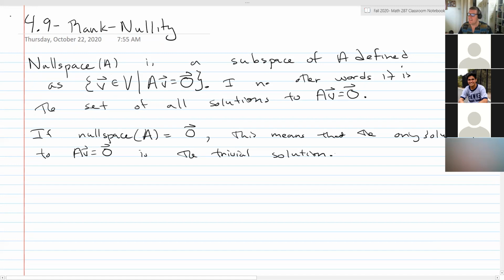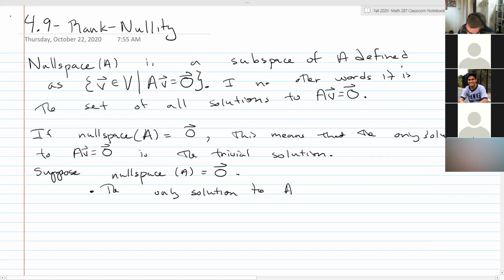On the other hand, if the null space isn't just the 0 vector, then we have other solutions to Av equals 0. So let's think about what the consequences of that are. Let's first think about A. Let's suppose the null space of A does equal 0. So then, if that's the case, the only solution to Av equals 0 is the trivial solution.